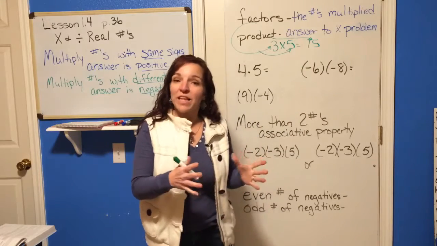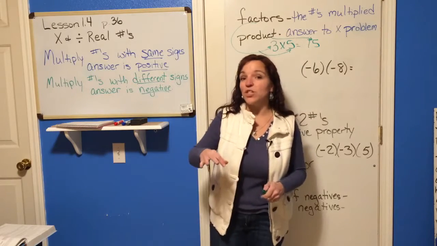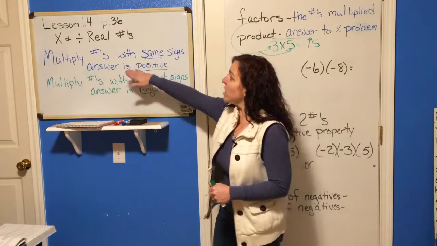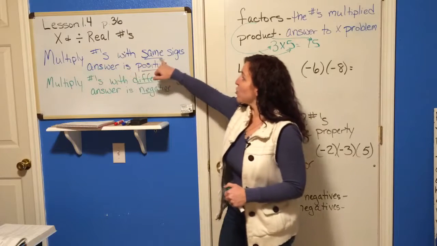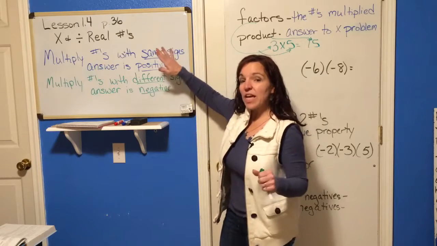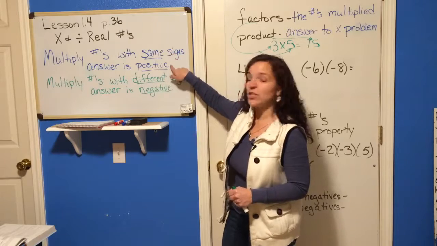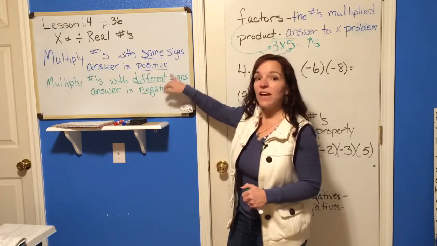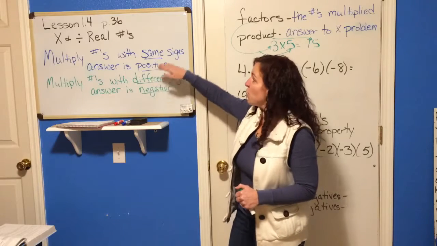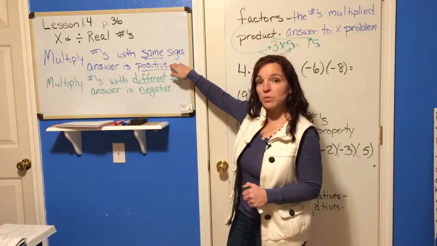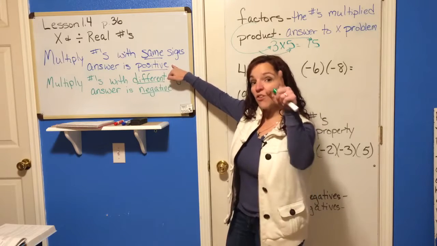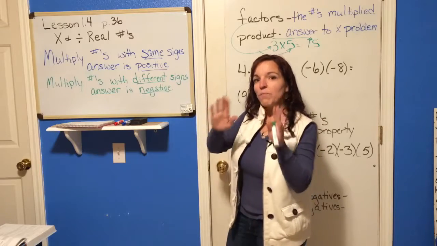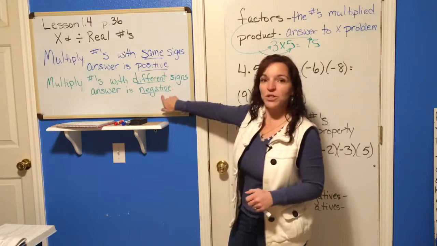When you're multiplying with integers, the things that you need to know are right here. Make sure these are in your notes and burn them into your memory. If you're multiplying factors with the same signs, every time, your answer is positive. If the signs are different, every time the answer is negative. Two positive numbers, your answer is positive. Two negative numbers, your answer is positive. One positive and one negative, your answer is negative.